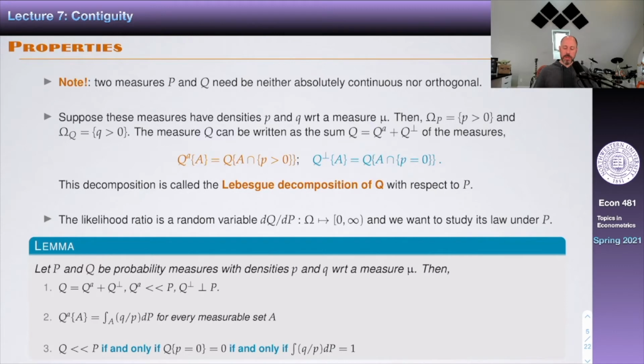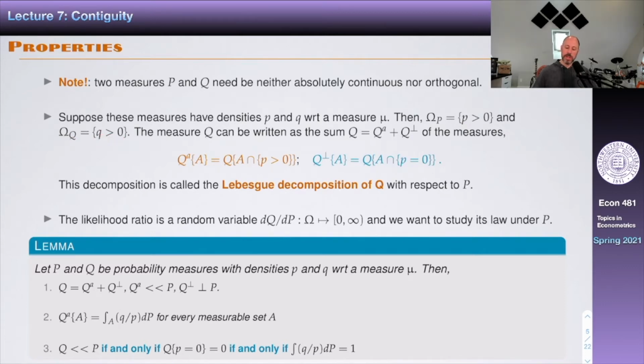Note, I said two measures P and Q need not be either absolutely continuous nor orthogonal. That is the case. Sometimes there are going to be two measures that are neither. So it's not that these definitions are exhaustive by any means. But suppose that you have two measures that have densities little p and little q with respect to a measure mu. This is called a dominated measure. Okay, then you can write omega P as the set where the density of P is positive and omega Q as the set where the density of Q is positive.